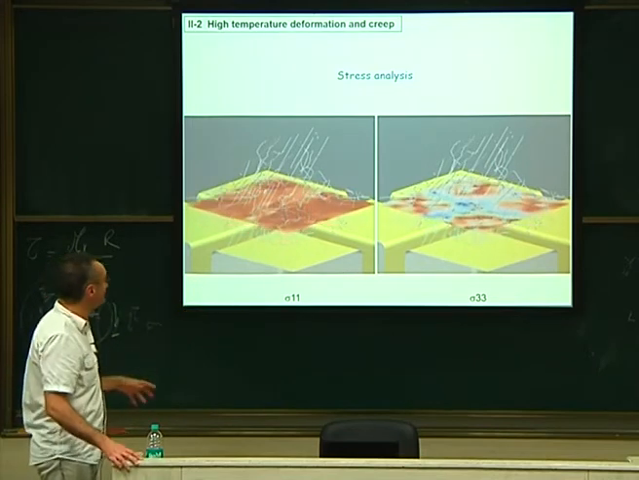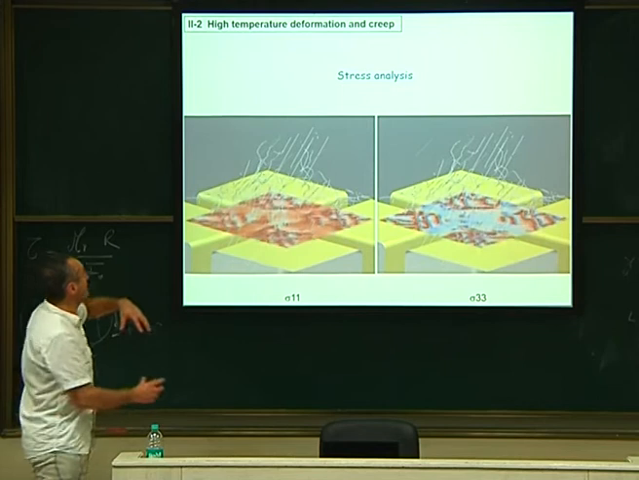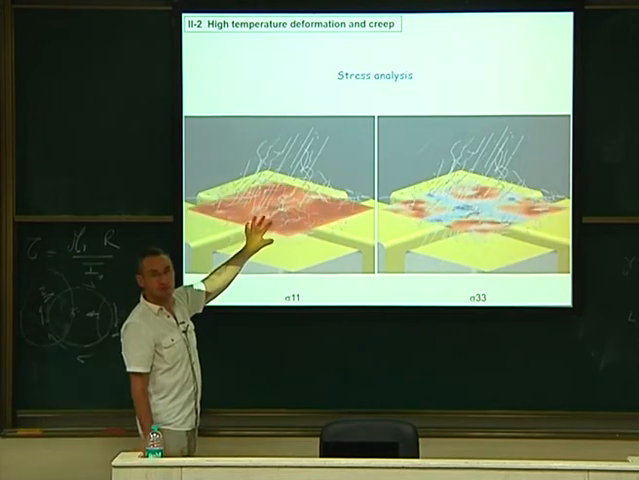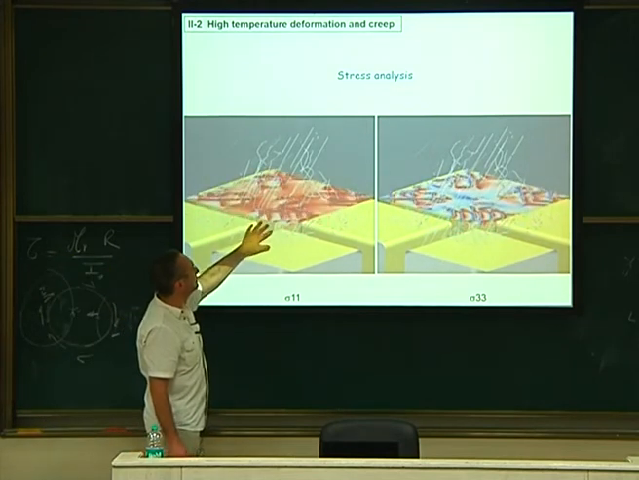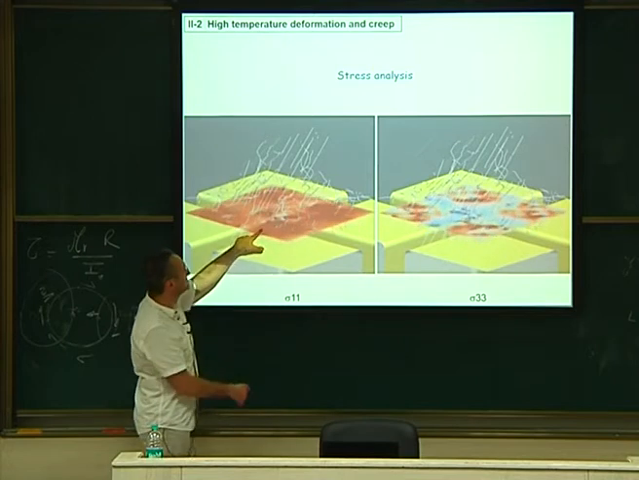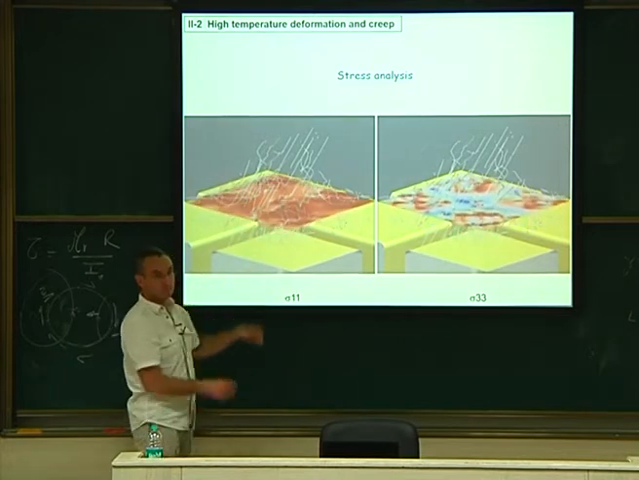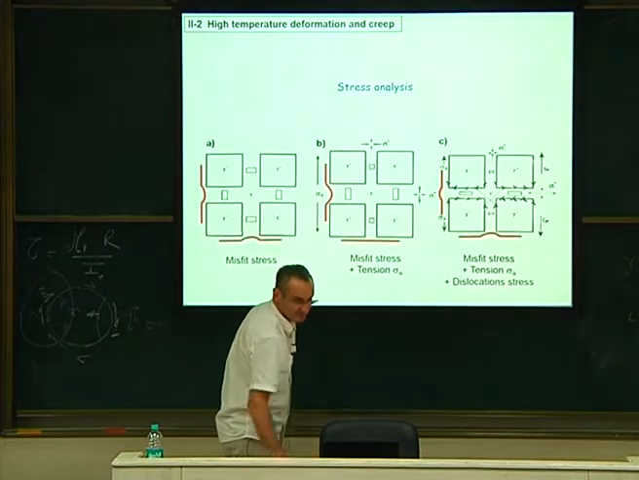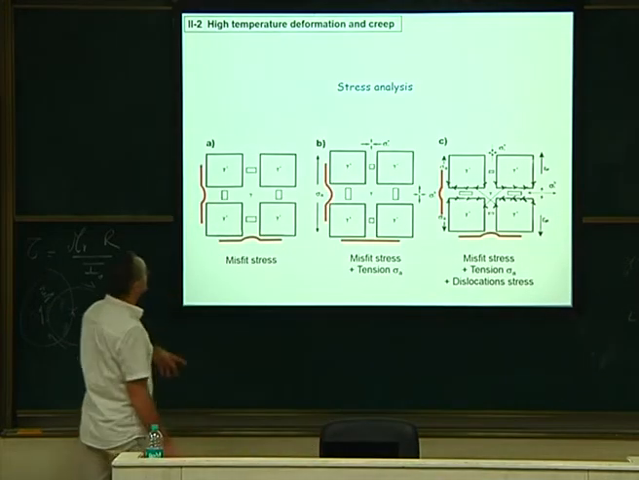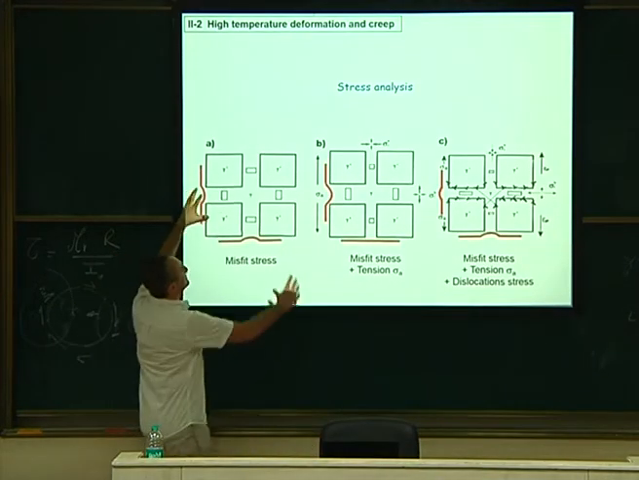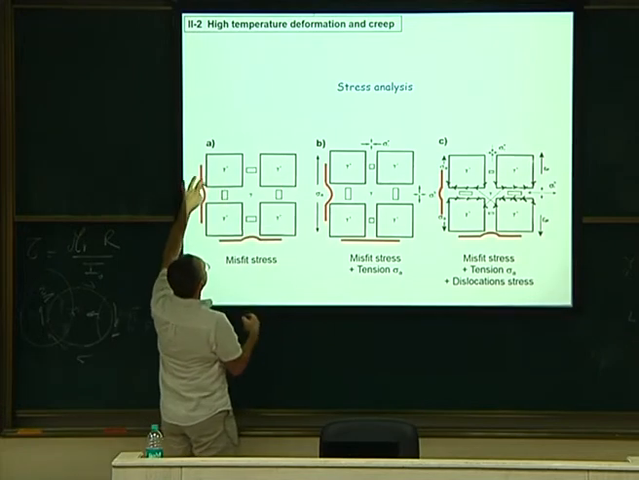So we have the misfit stress, we have the applied stress tensor, and then here what I plot is only the internal stress due to dislocations, and you can see that it is a pure tension. It's positive on 11 and 22. Okay, so it means that it's like that.